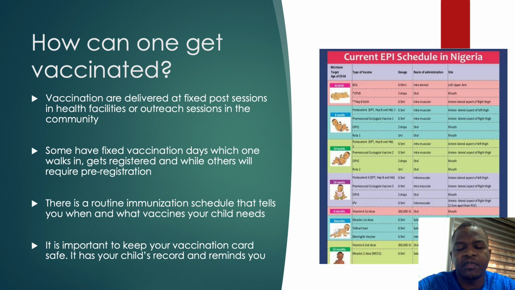Call your healthcare provider to provide the information on the place, the time, and the date, and you can look up the immunization schedule of your country to find out the exact vaccines, and then where they are given and at what age they are given.